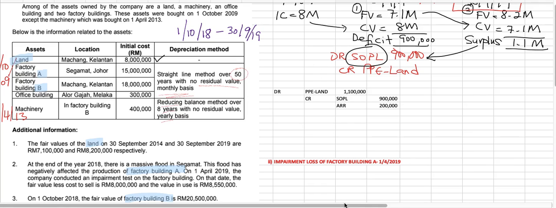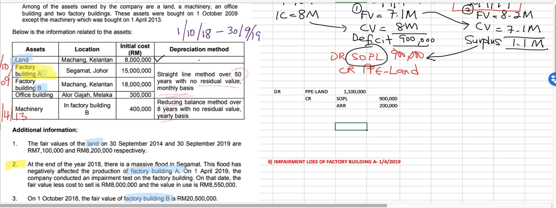Now I'm going to continue still with October 2019 test question number 1, but now we are moving to the second requirement, which is calculate the impairment loss, if any, of factory building A on 1st April. So now we are looking at factory A. Okay, we just take this information. Alright, and factory A is additional information number 2.